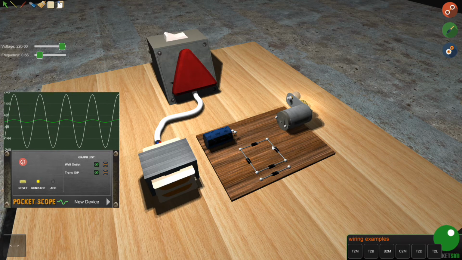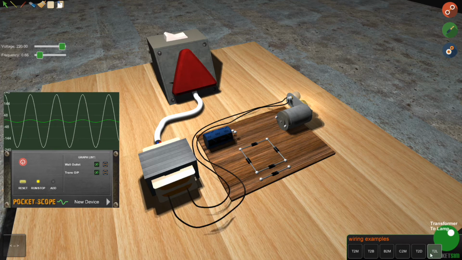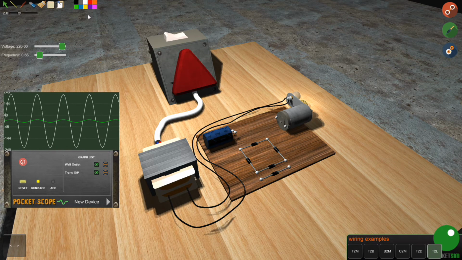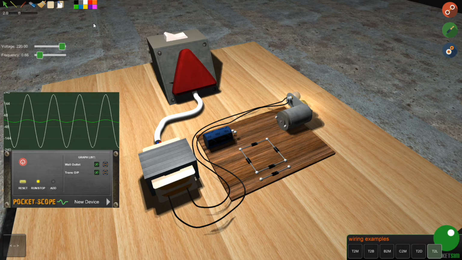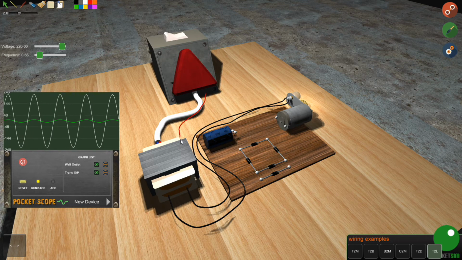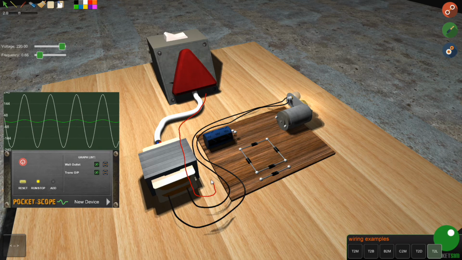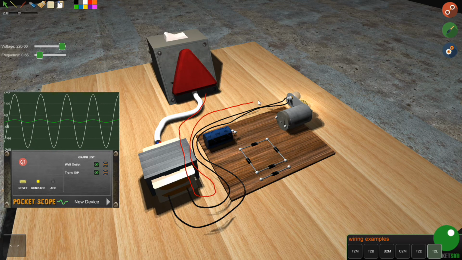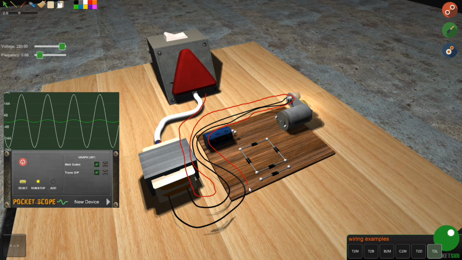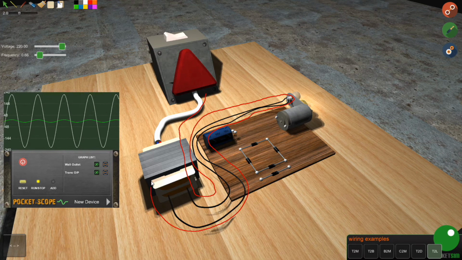Firstly, let's do the visual connections for the light bulb to make it clear what we're doing, and then we'll do the actual connections in the connections window. Here you can see we have wires running from the transformer to the light bulb. The electricity is going to flow through this path, through the light bulb, down these wires, and back to the wall socket.